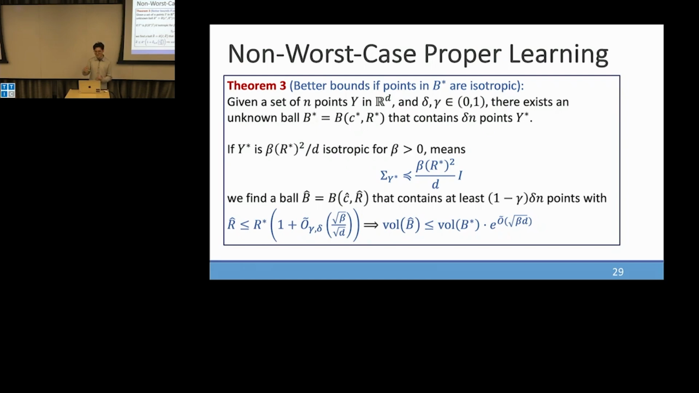And when beta is a constant, it's the most isotropic case, and then we get e to the square root of d approximation in the volume. So we get much better than the worst case, because the worst case is e to the d over log d, and the hardness is e to the d to the 0.99. So what we get is actually root d if we know that the points in the optimal ball are isotropic.